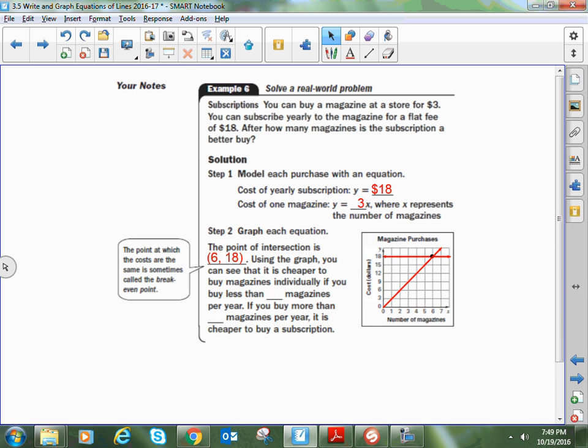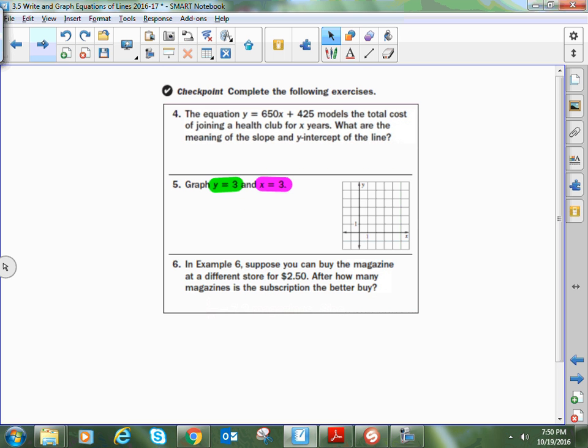So that's essentially letting you know that if you buy 6 magazines at the grocery store or the convenience store, then that's the same amount of money that you would have spent to buy a year-long subscription. So as long as you buy less than 6 magazines, then buying them one at a time is probably better. But if you buy it every month, it would be better to pay the flat fee of $18 and get all of them for the whole year as opposed to paying $3 each time.